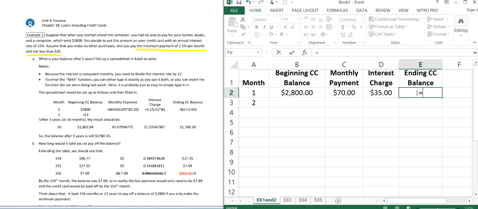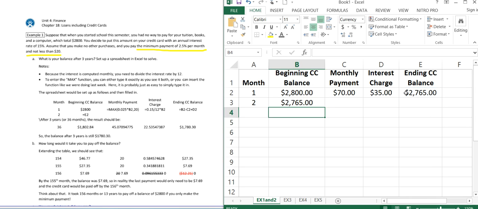All right, let's just reason our way through this. We're going to equal our beginning balance, minus the payment that we just sent in, and then plus they're going to add on that interest charge. So my ending balance, unfortunately, is only $35 less, not 70, than what we started with. And then our new beginning balance is just going to be our old end balance.